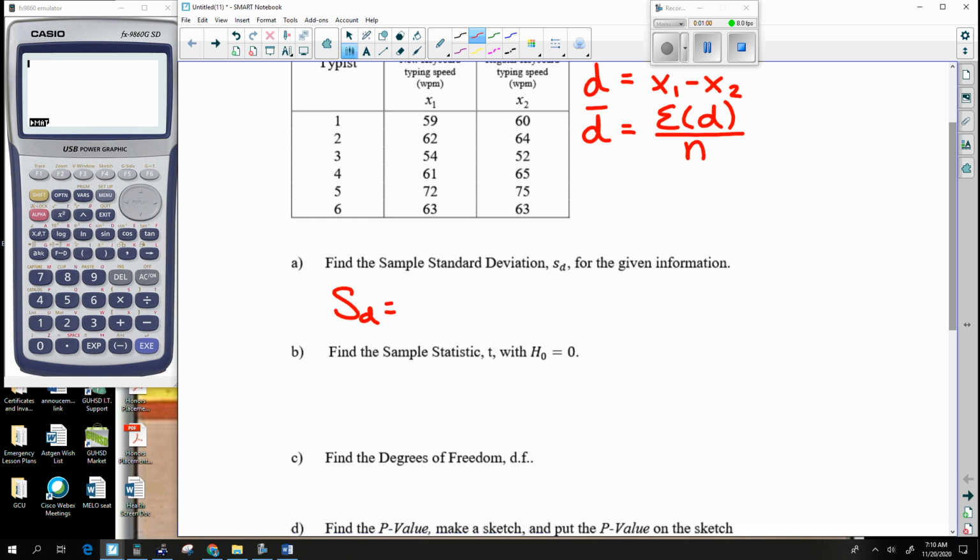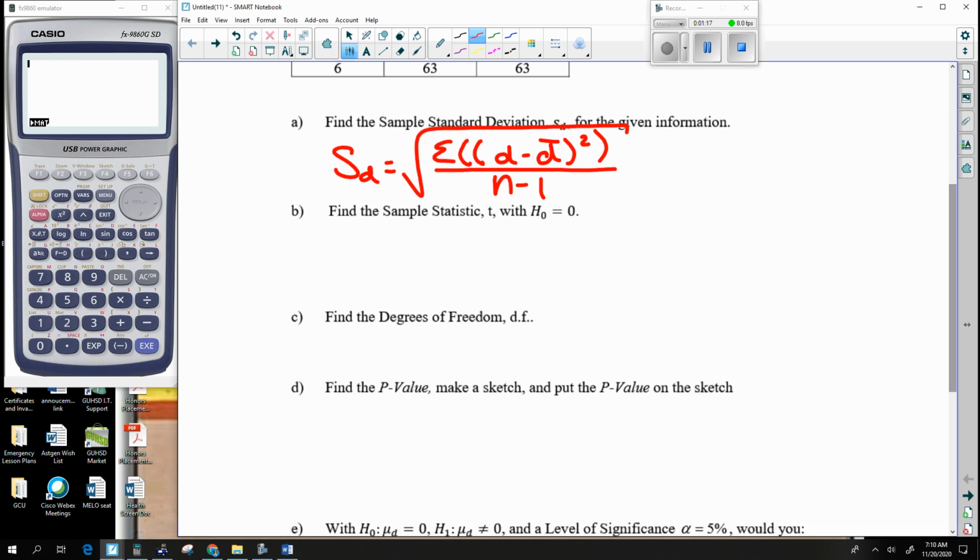The standard deviation is going to be the sum, I want to write x, d minus d bar, closed squared closed, divided by n minus 1, square rooted. So that will get you your standard deviation. Sample test statistic t, which is going to be d bar over s divided by the root of n. And then there's the degree of freedom, which is very easy, it's n minus 1.